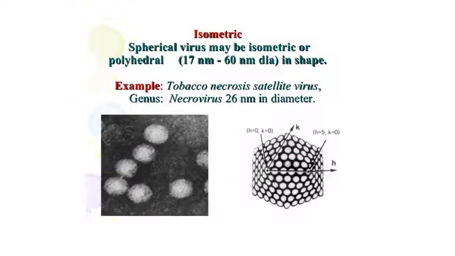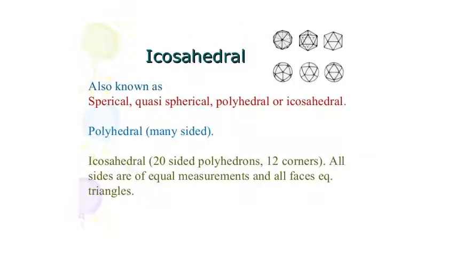This isometric particle size ranges from 17 to 60 nanometers in diameter. We can see six faces here. This is an isometric particle. The best example is tobacco necrosis satellite virus, and it comes under the genus Necrovirus. So the next one is icosahedral.